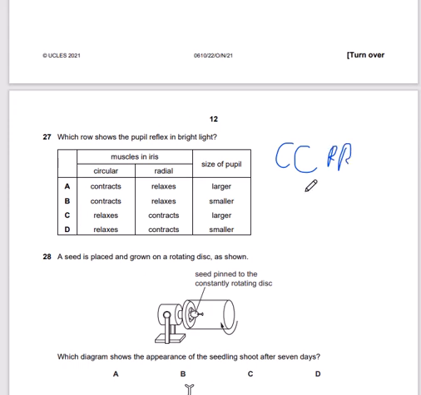Pupil reflex to bright light. You can actually memorize this. Pupil reflex to bright light: circular muscle contracts, radial muscle relaxes. The pupil will decrease in size to limit the amount of light that enters, so it protects your eyes. Unless you want to get blind, that's your choice.